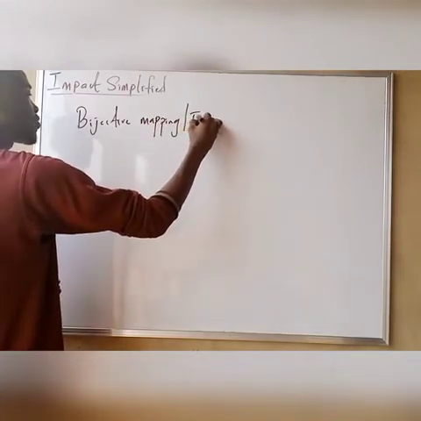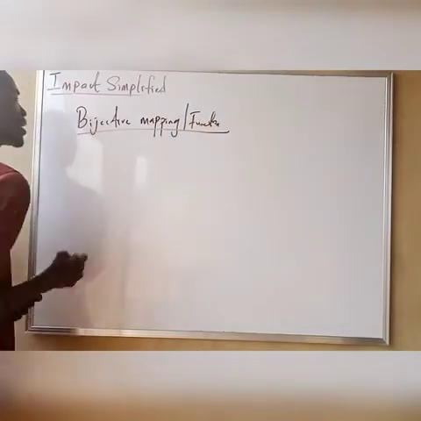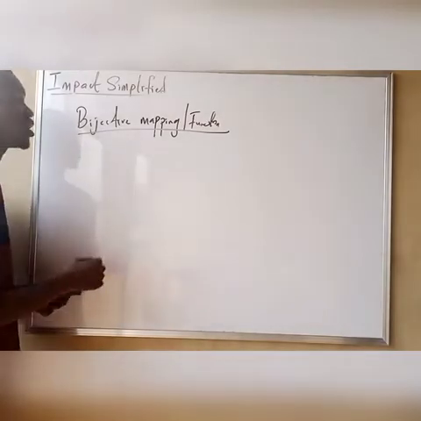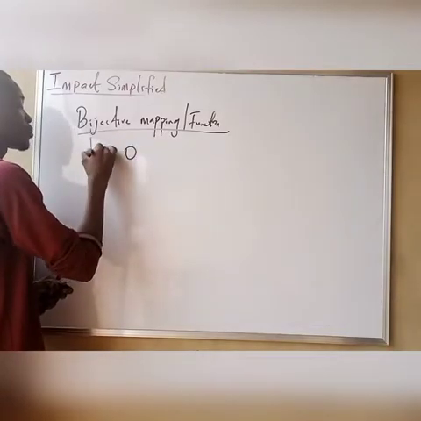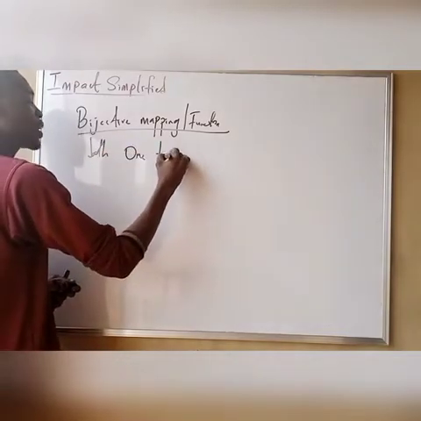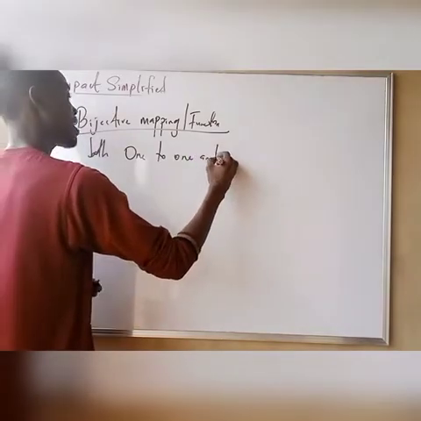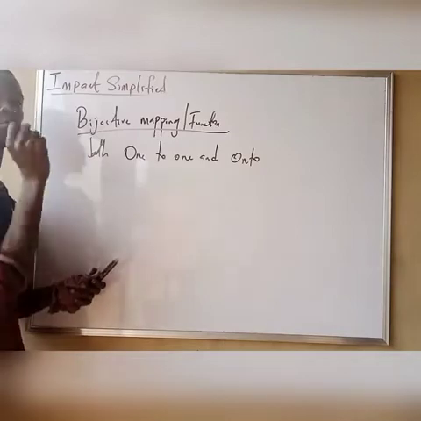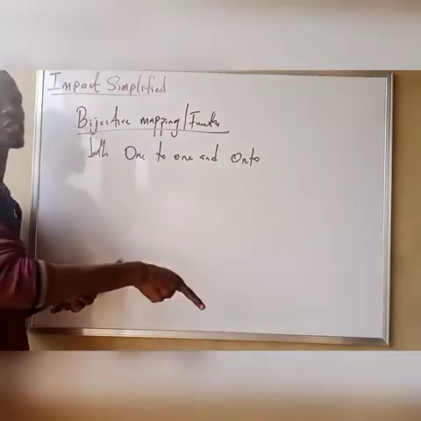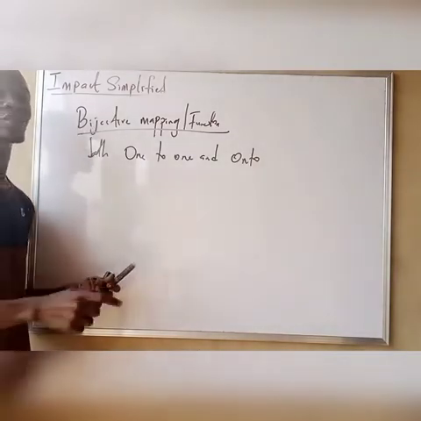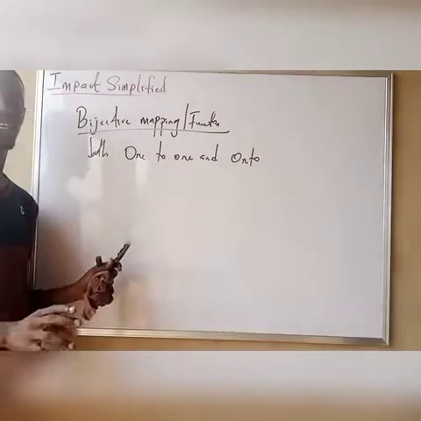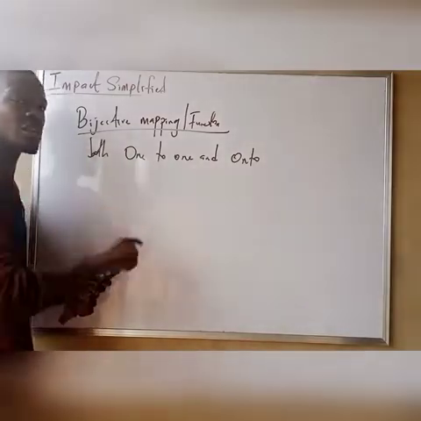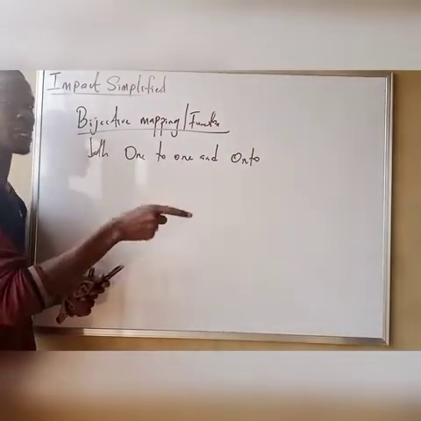Or what we term a bijective function. Now, what is the meaning of a bijective mapping or bijective function? You need to know that bijective is both one-to-one and onto. So if a function is both injective and surjective, that makes the function bijective. Do we get that? If a function is both injective and surjective, that makes the function bijective.